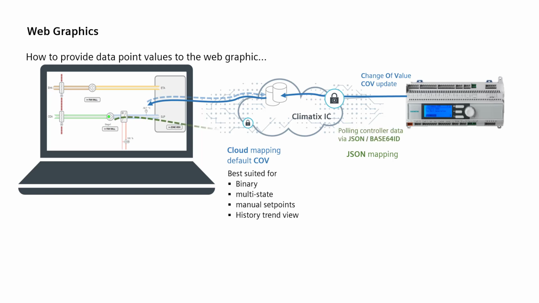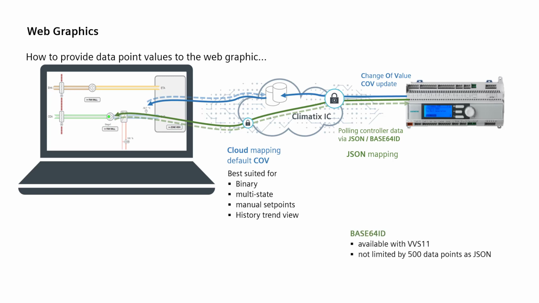The JSON mechanism transfers the data from the controller's API directly to the web graphic via a tunnel connection. Also, base64 ID addressing behaves the same way as the JSON mechanism. JSON and base64 ID are best suited for analog data points in order to display their near real-time value, which may otherwise be hidden behind a COV threshold. If the controller is offline, however, then no value will be shown.